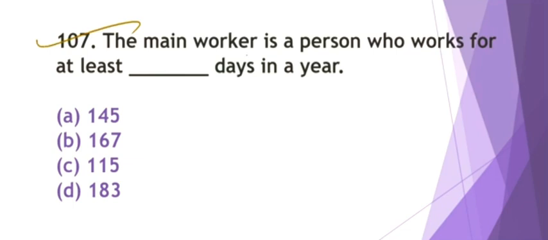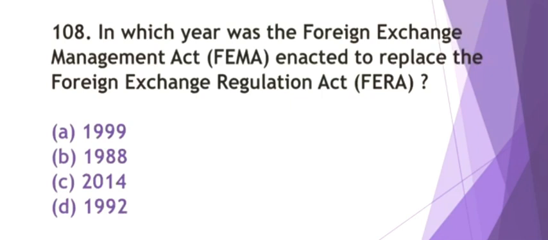107. The main worker is a person who works for at least dash days in a year. Option number D, 183. 108. In which year was the Foreign Exchange Management Act, FEMA, enacted to replace the Foreign Exchange Regulation Act, FERA? Important. All these questions are important. Option number A, 1999.